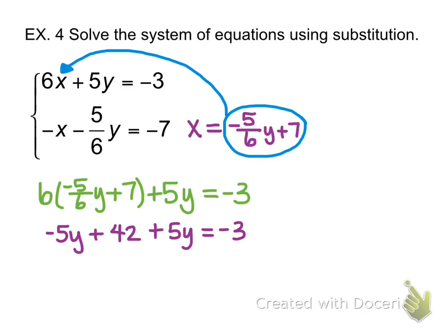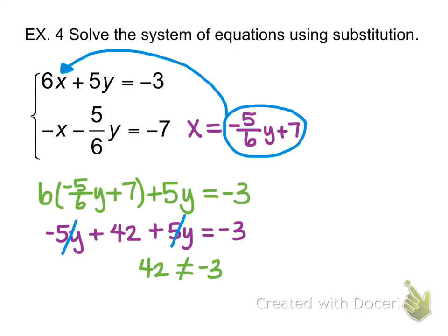Then when I distribute the 6 to the 7, that would be 42. Everything else stays the same. So negative 5y plus 42 plus 5y equals negative 3. Well, if you notice, the 5y's are going to cancel here. And I'm going to have 42 equals negative 3.